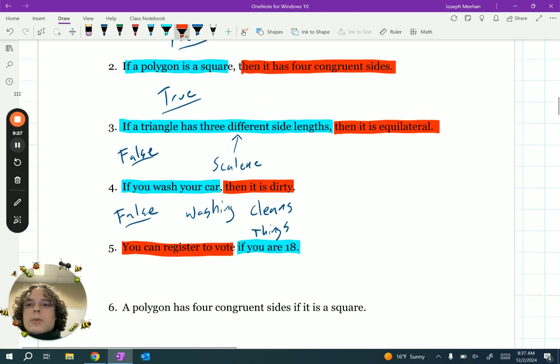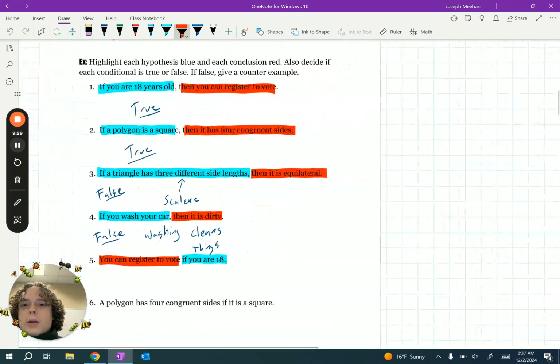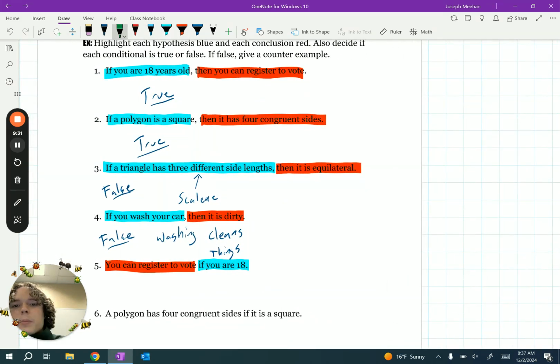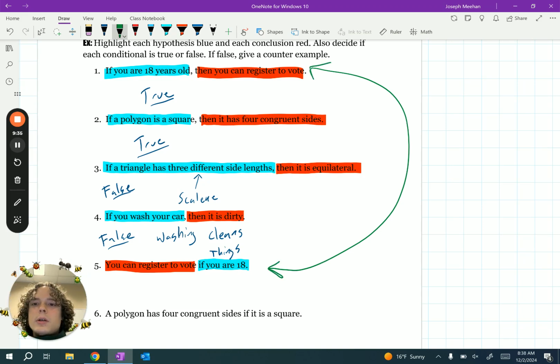If you look at number 5 and, if I zoom out here, you look at number 1, let me draw an arrow here. These two problems, they're the same thing. They just wrote it in a different order. Number 1 says if you are 18 years old, then you can register to vote. Number 5 says you can register to vote if you are 18 years old. That's the same exact problem. So is number 5 true? Yes.